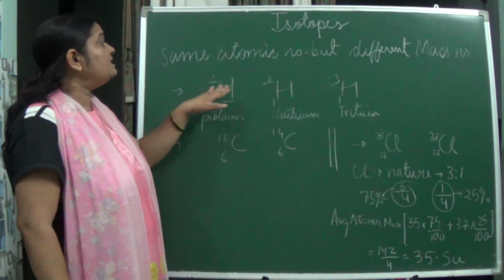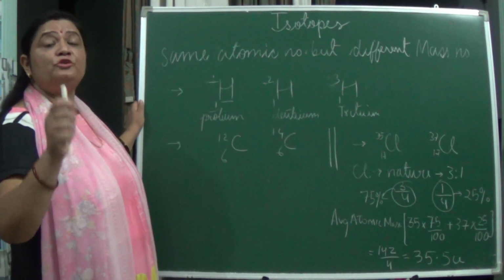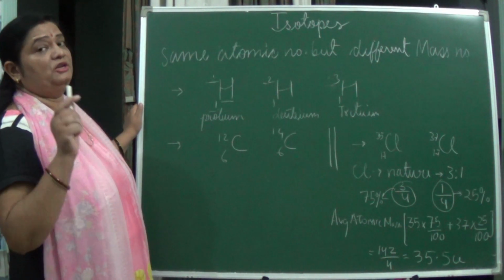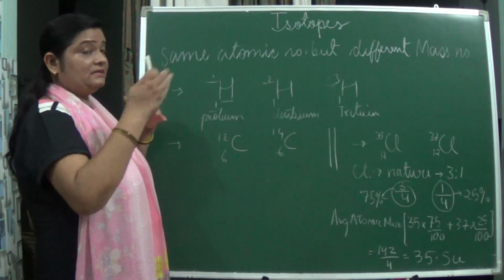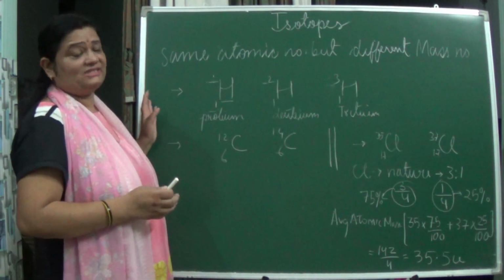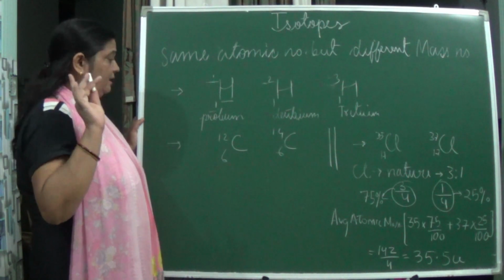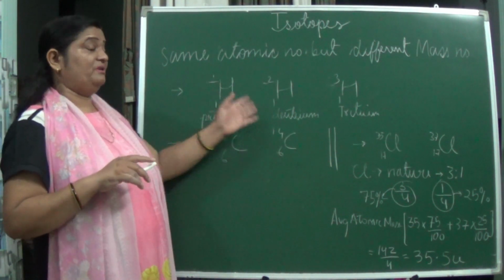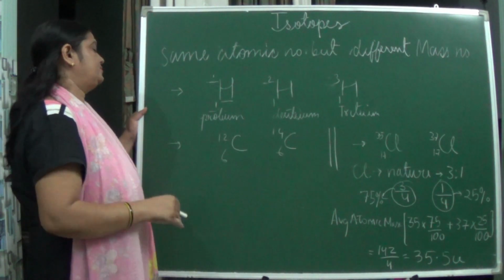Actually, the difference in the atomic mass is due to the number of neutrons present in the nucleus of the atom. As a result, its mass changes. It is not due to the atomic number, because we are seeing this atomic number, or the number of protons, is similar.